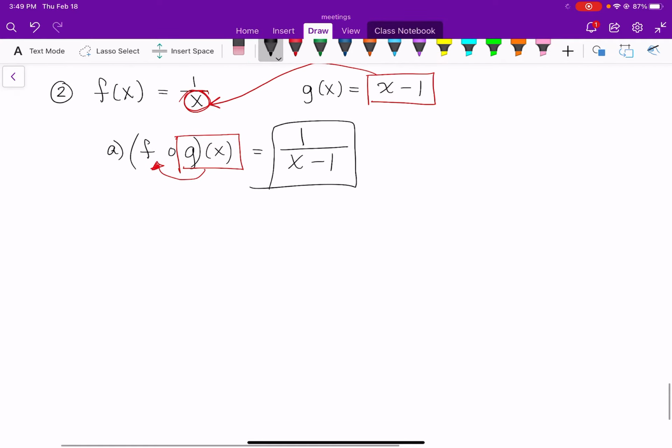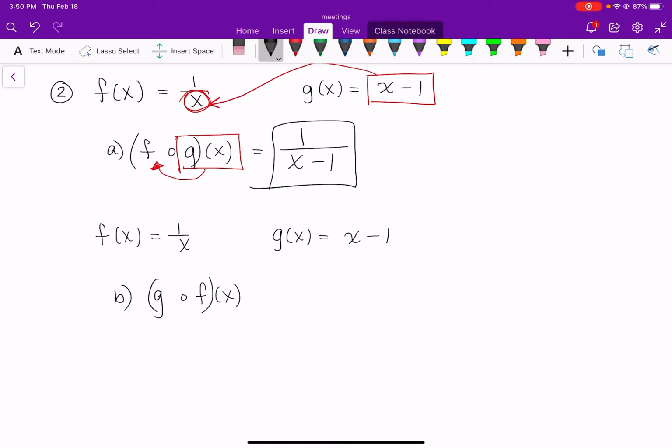All right, so I'm going to rewrite it again. So we've got f of x is equal to 1 over x. G of x is equal to x minus 1. And for our second step, we're going to do the opposite. We're going to do g composed with f of x. And a lot of times you might hear people call this fog and goff. Obviously fog, because that's what it looks like you're putting with that open circle. So fog and goff is another way people abbreviate this composition of functions.